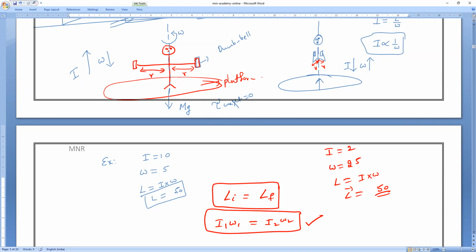Everybody clear? You can see when the hands are far away from him, the moment of inertia increases, so angular velocity decreases. But when he brings the dumbbells closer to his body, the R value decreases, so I also decreases, but angular velocity will increase. That is the relation which you have to remember. I hope you all understand. Clear? Okay.